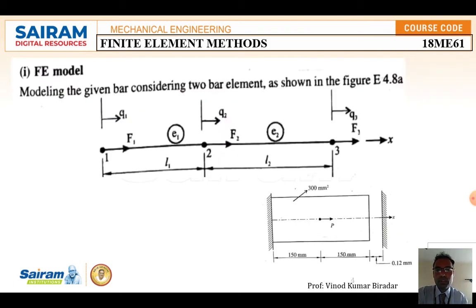What is step number 1? You have to convert the given problem and draw the FEM model. First, number 1, FEM model, modeling the given bar considering the 2 bar elements. Consider from this to this as one element, that is node number 1 to 2, and 2 to 3, L1 and L2. At node number 1 the F1 force is acting, F2 force is acting, F3 force is acting. Q1 is nothing but the displacement at node number 1, Q2 is the displacement at node number 2, and Q3 is the displacement at node number 3.